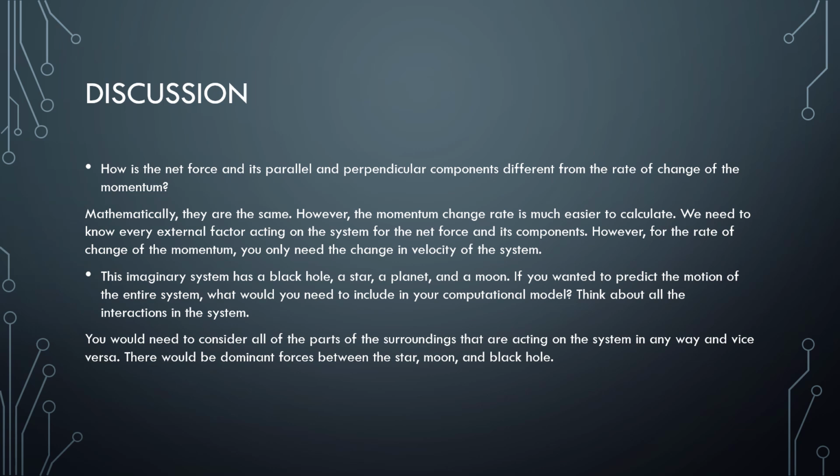This imaginary system has a black hole, a star, a planet, and a moon. If we wanted to predict the motion of the entire system, what would we need to include in our computational model? Like just thinking about all the interactions in the system. We would need to consider all the parts of the surroundings that are acting on the system in any way, and vice versa. There would be dominant forces between the star, moon, and black hole. So we just have to think about every single thing affecting the system while it's moving.